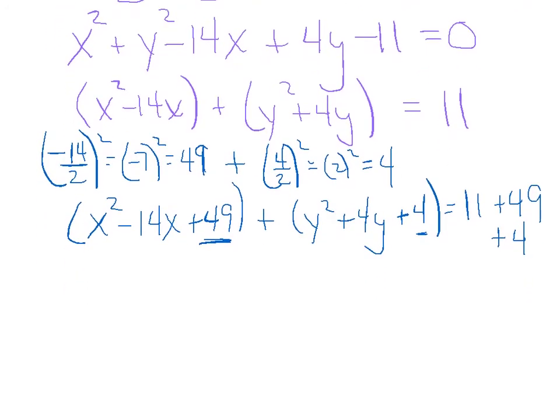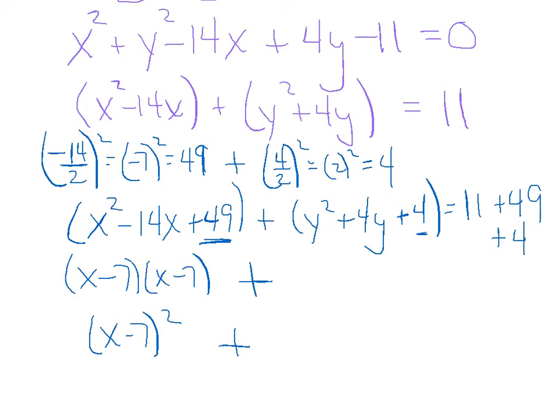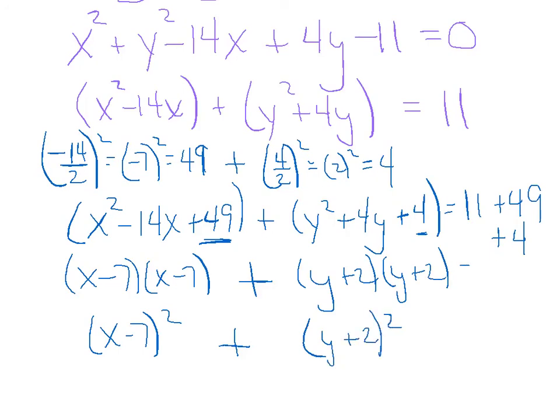I'm going to factor this. I've got my x minus 7 and my x minus 7, which is, of course, x minus 7 squared, plus y plus 2 and y plus 2. So we've got our y plus 2 squared. And when I add all those numbers up, I think I get 64.